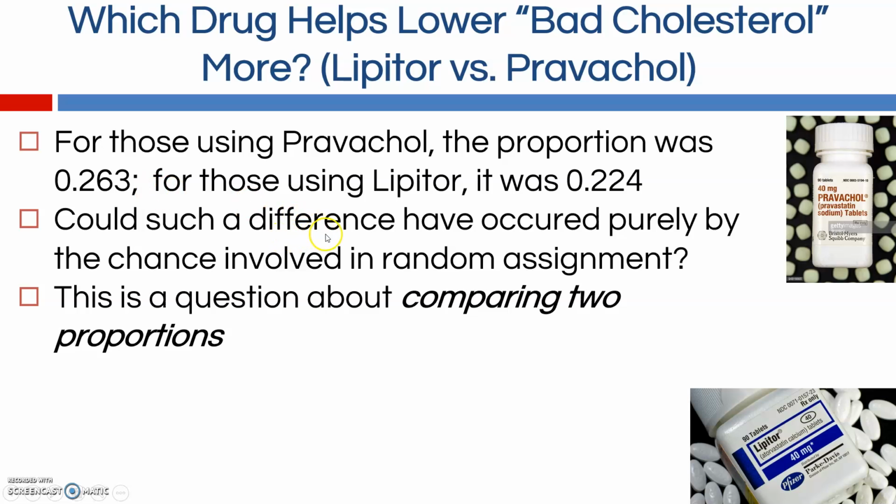Now, could this difference have occurred purely by the chance involved in the random assignment? Or was it due to the medication? Did the Lipitor cause the incidence of heart attack, stroke, etc.? Did it cause that proportion to be lower? And this is a question for comparing two proportions. So sure, a lot of this is going on nowadays, especially with all these new clinical trials for new medication to see if we can get a vaccine for COVID-19.